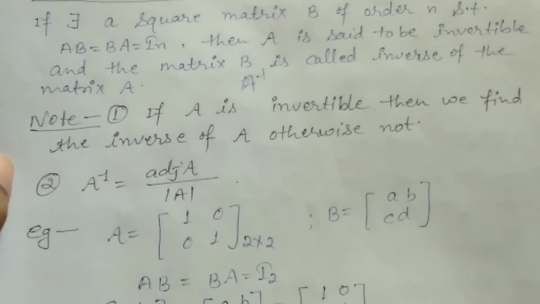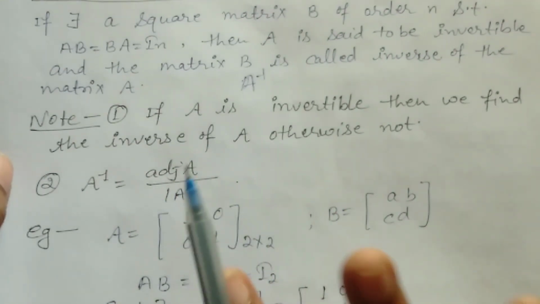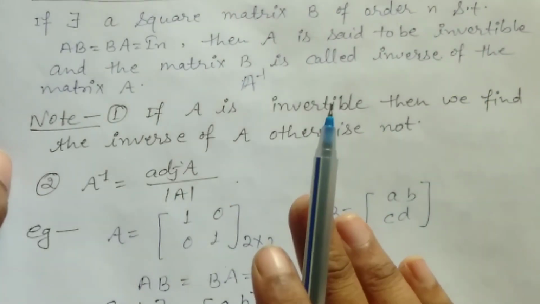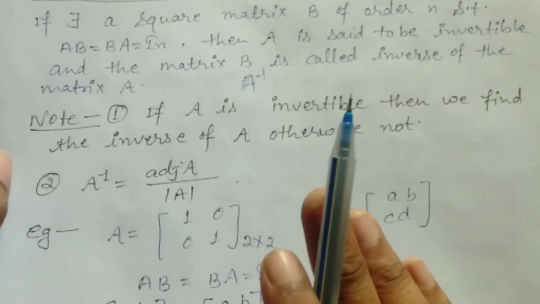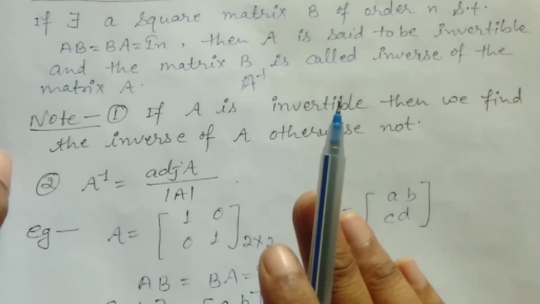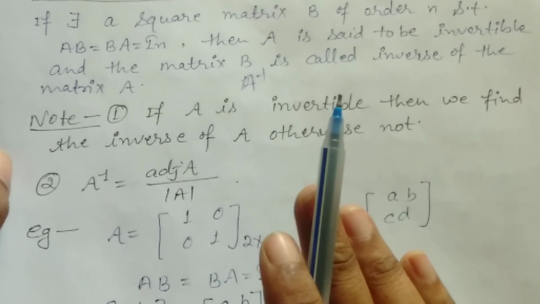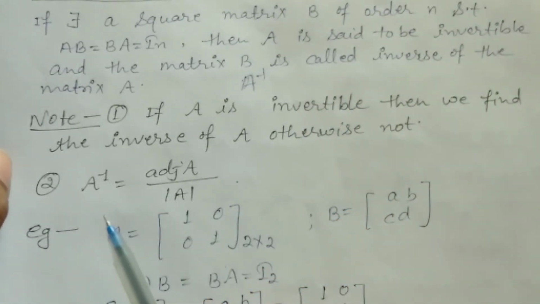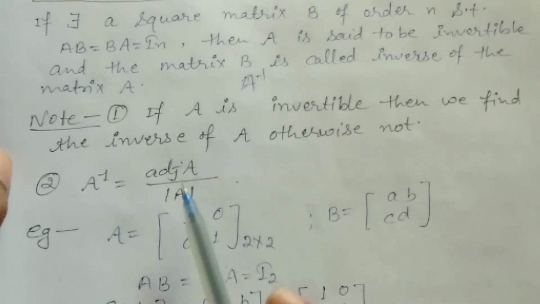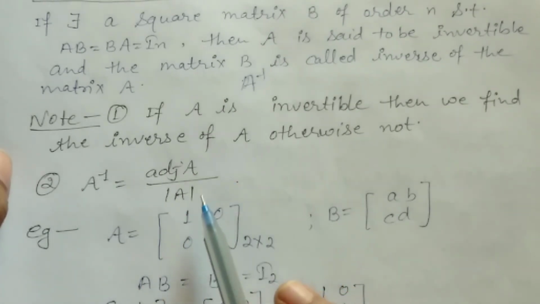Note first, if A is invertible, then we can find the inverse of A, otherwise not. If a matrix is singular, then its determinant will be 0, so its inverse does not exist. Second note: A inverse is equal to the adjoint of A upon the determinant of A.